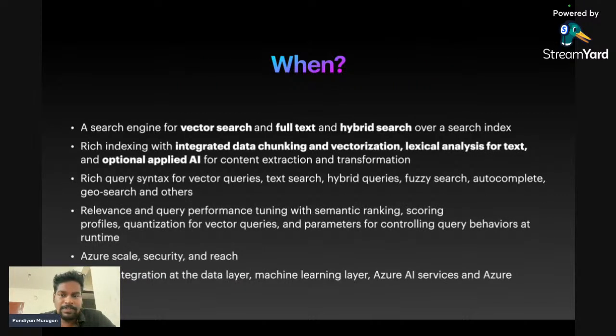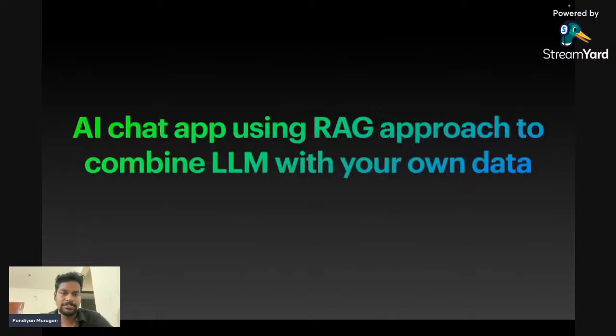When we use this, it can be used for vector search, full text search, or hybrid search. You can combine both full text and vector-based searches, and we can build AI chatbots from our side and query the data set. And we could query in different ways, like text-based, hybrid, or even fuzzy search and autocomplete kind of things. So these kinds of services are available in Azure search.